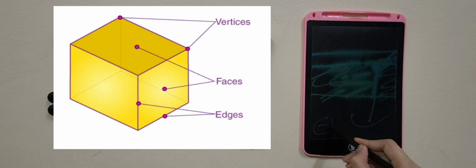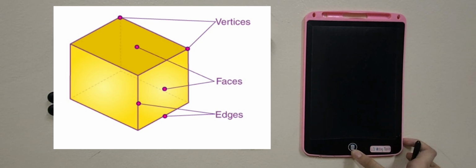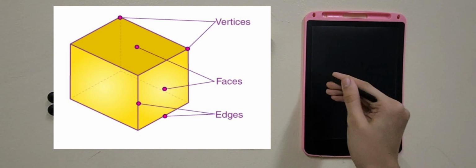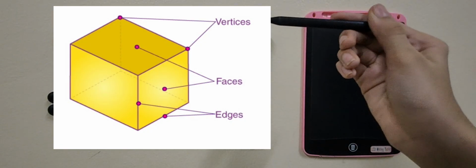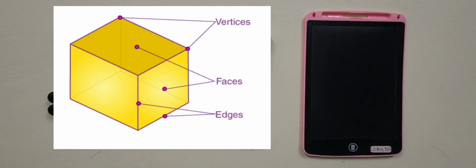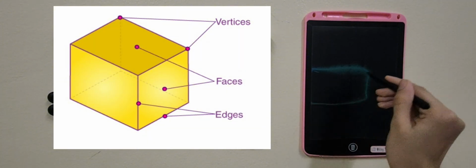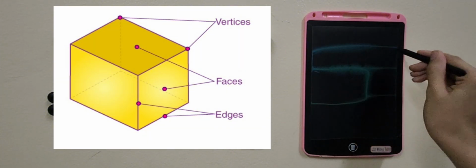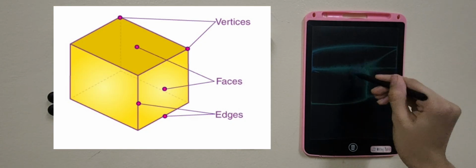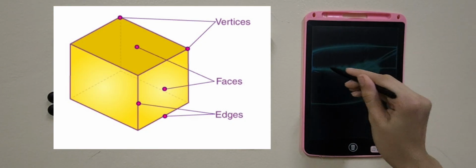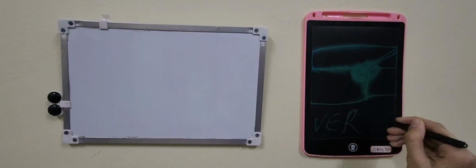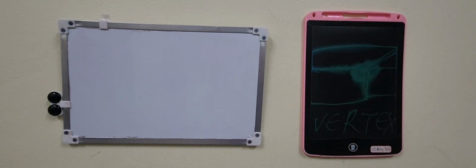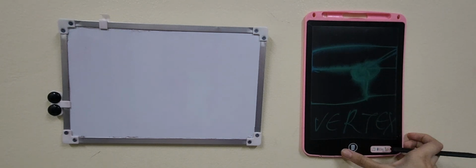As I told you, 3 edges meet at a point which is called a vertex. So basically any corner that is made in a cuboid or any 3D shape is called a vertex. Over here we have this vertex that is making these 3 faces join together. So that is it for vertex, face, and edge for a cuboid. We're going to move on.